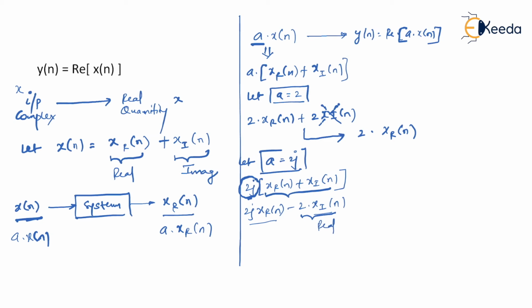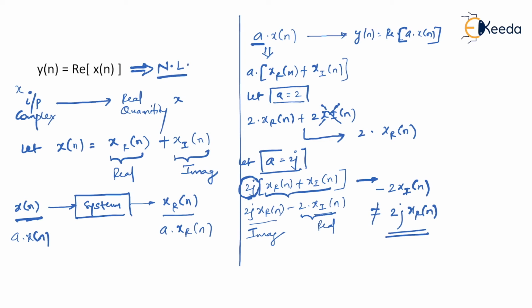So now this is a real part and this is an imaginary part. In that case, what is going to happen? Output will be equal to minus of twice of xi of n. Is that right? So in this case, it is not matching with twice of xr of n, or 2j times xr of n. Since it is not matching this time, we can say that here the homogeneity principle gets failed, and therefore the system is non-linear, right? So I'll explain this again.